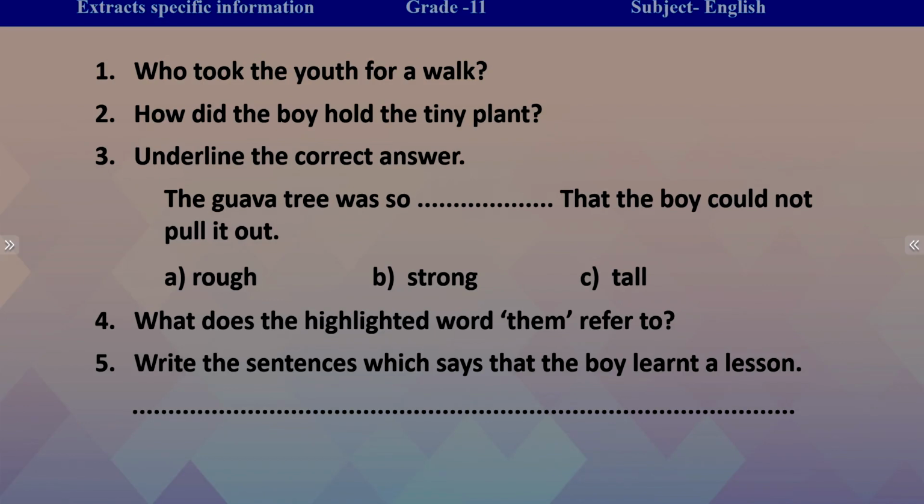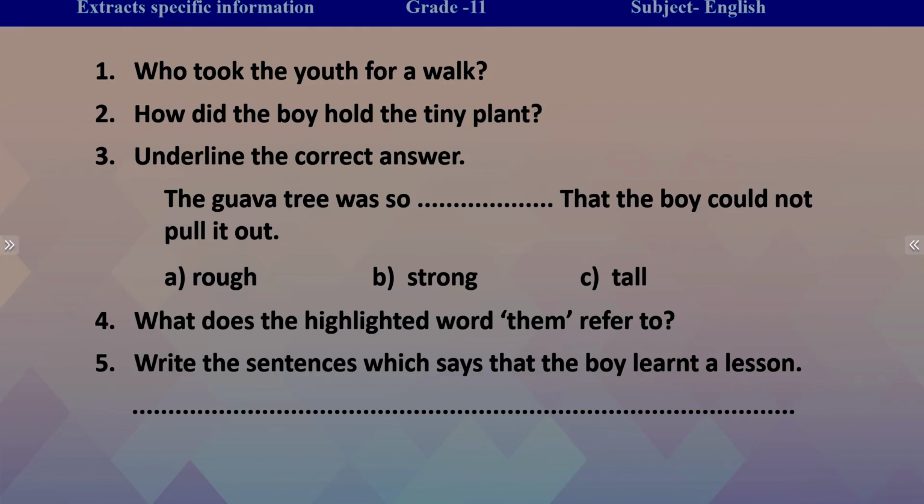Who took the youth for a walk? How did the boy hold the tiny plant? Underline the correct answer. There you are given multiple choices. Now you have to find out what is the best answer for that. The guava tree was so blank that the boy could not pull it out.